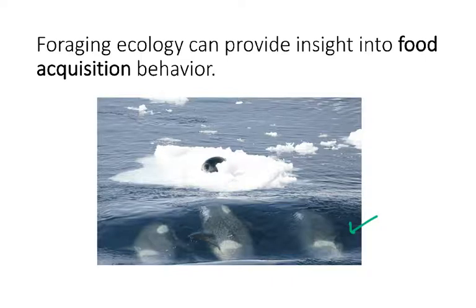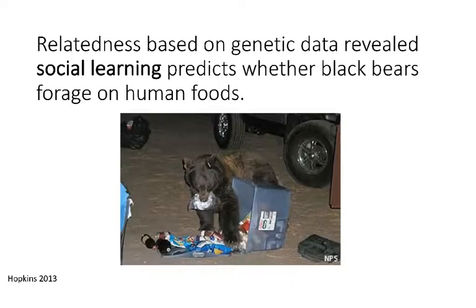So what foraging ecology can give us is information about how species pass on food acquisition behavior to their offspring. And an example of this and how they used molecular ecology data in terms of relatedness to inform this was a study done on black bears, and I think this was in Yosemite, actually. Yes, it was in Yosemite.